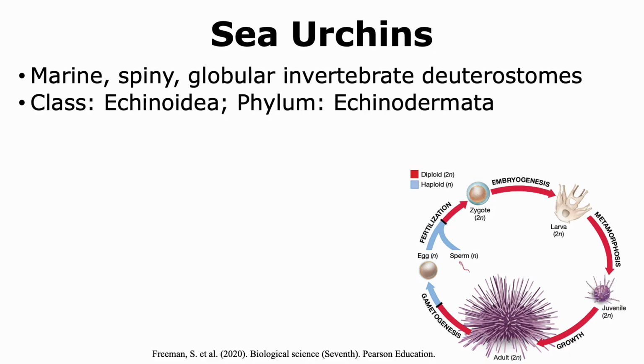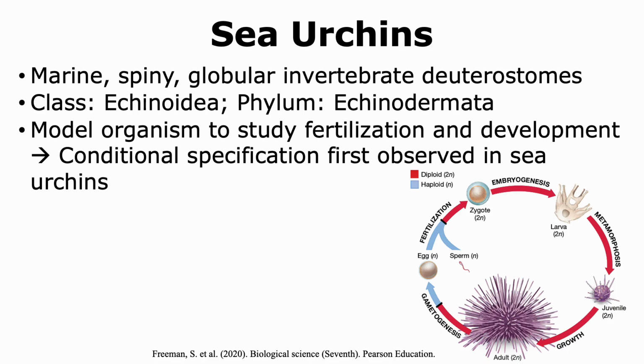Other organisms that also come under the phylum Echinodermata are starfish. Sea urchins have been used as model organisms to study different developmental aspects, including fertilization. In fact, they were the first organisms used to understand conditional specification. In the case of sea urchins, fertilization is external.